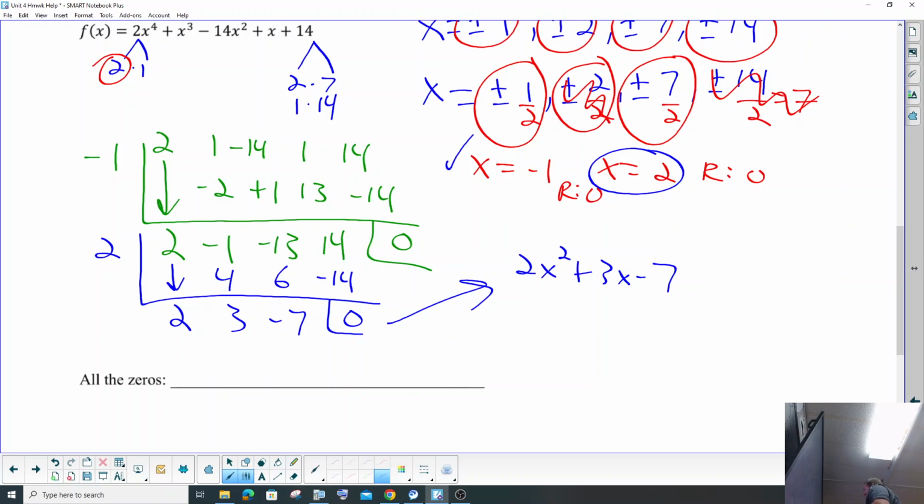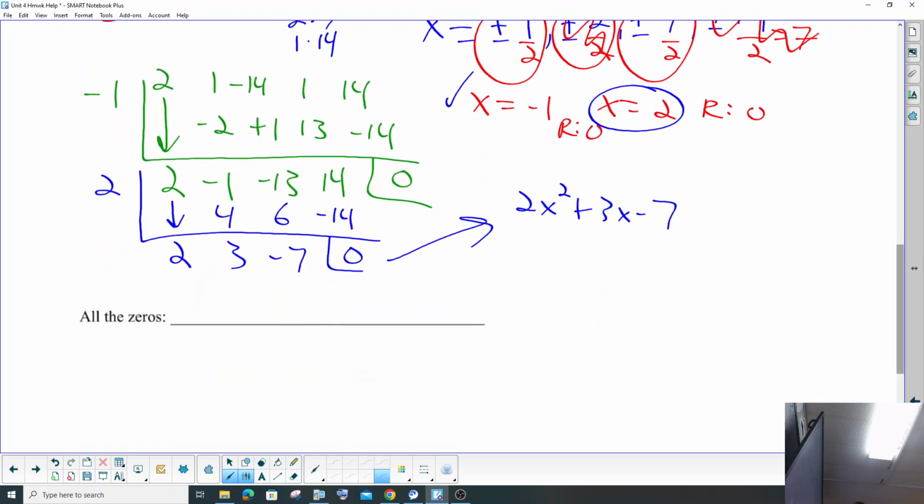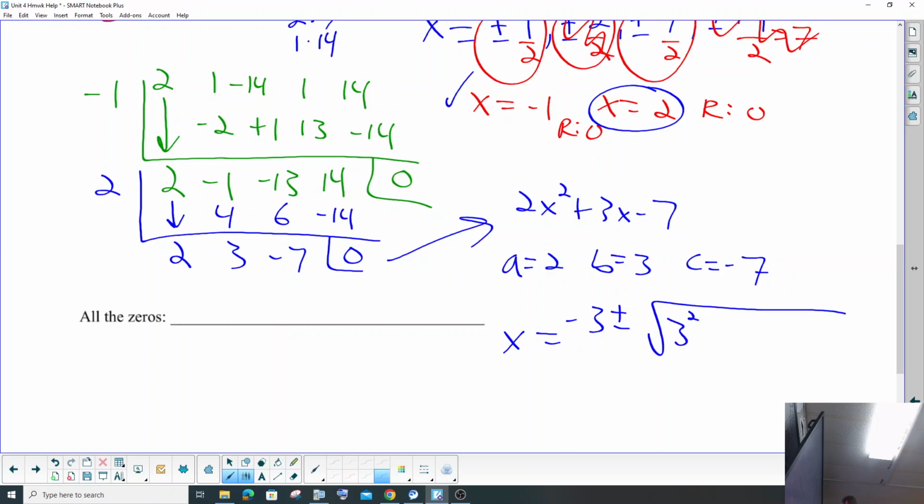Yeah! So then we have to do the quadratic formula, right? Not the quadratic formula. Maybe it'll factor. Yeah, probably not. So use the quadratic formula. A equals 2, B equals 3, and C equals -7. So x equals -b plus or minus the square root of b squared minus 4ac all over 2a.